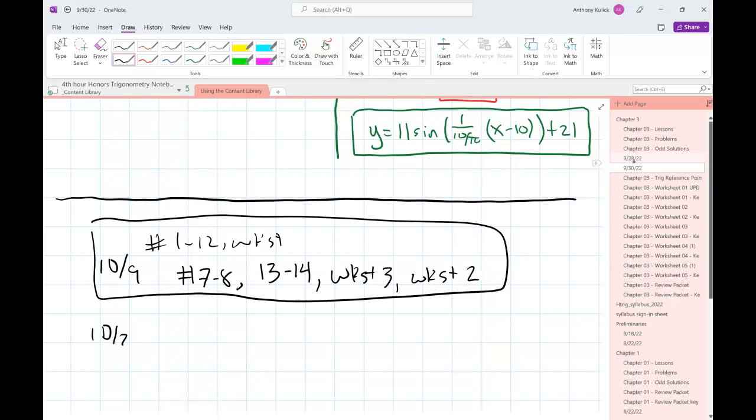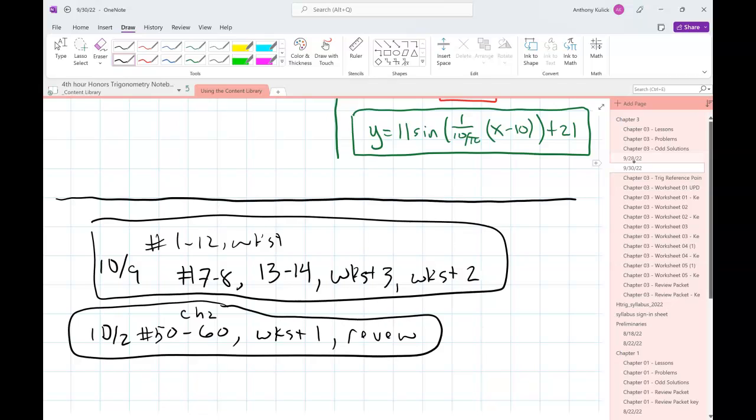What's due today, or due this weekend? 50 through 61. Worksheet 1, and then the review. This is all chapter 2 stuff. No, that's not how you spell review, is it? There's an I.